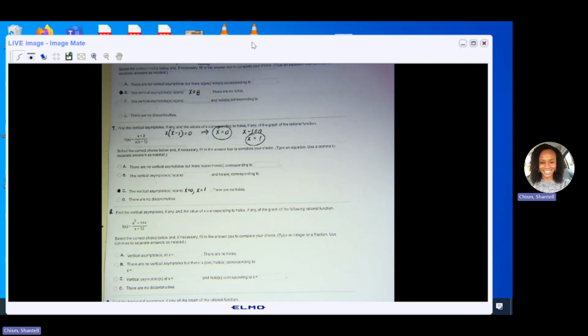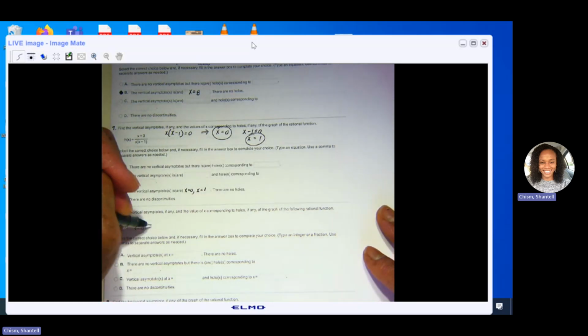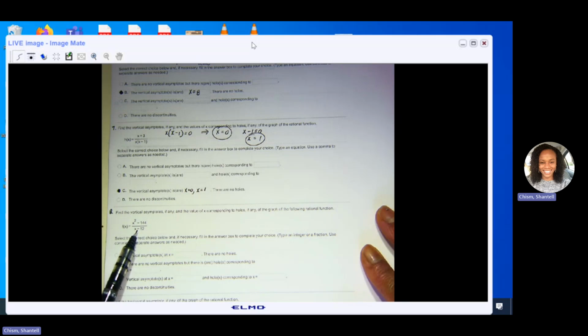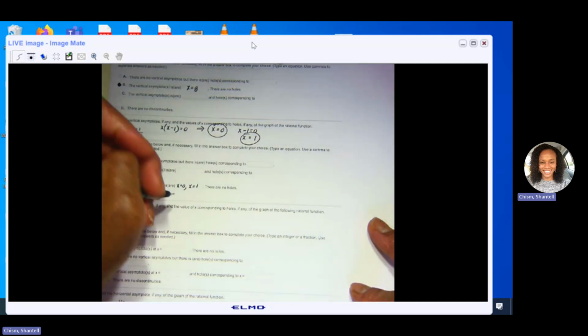It says find the vertical asymptotes, if any, and the value of x corresponding to holes, if any. So we've got x squared minus 144 over x minus 12. Okay? Now, this one, I want to see if it's factorable on the top, because I may have a factor on top that will cancel with a factor on the bottom. And if so, that means that is not a vertical asymptote. Instead, it would become a hole in the graph. Okay, so let's take a look at that.